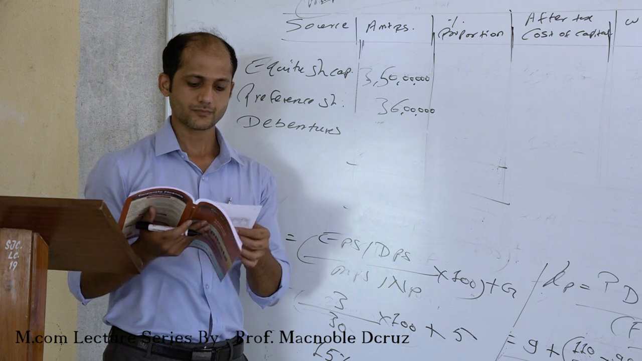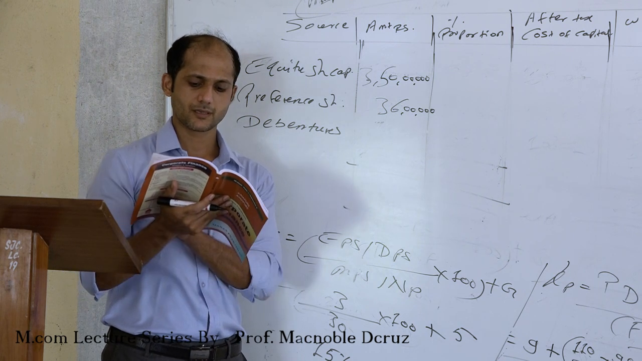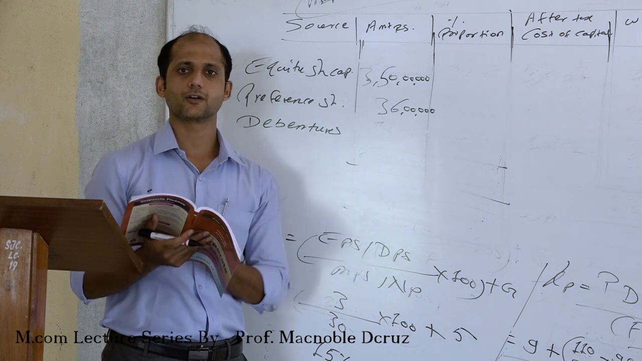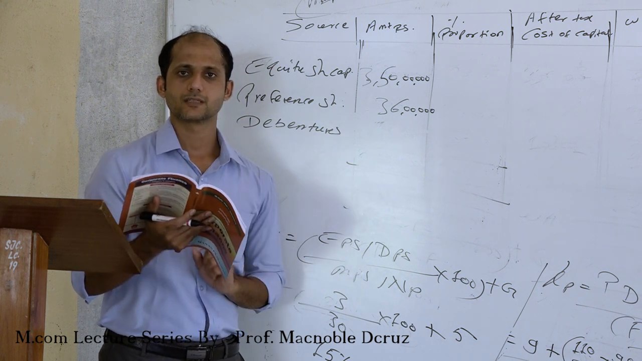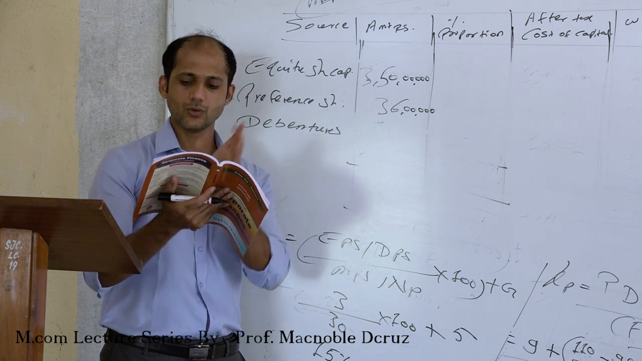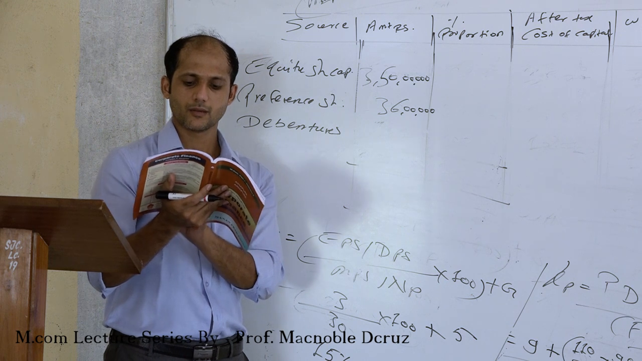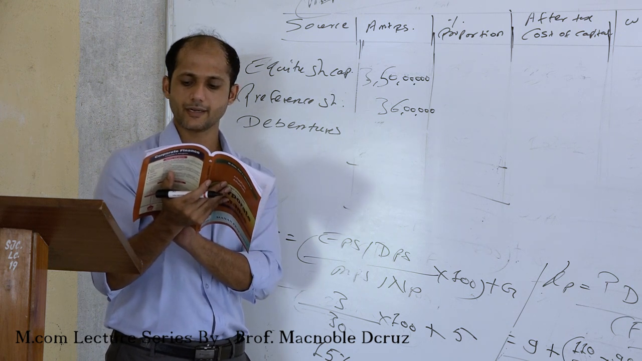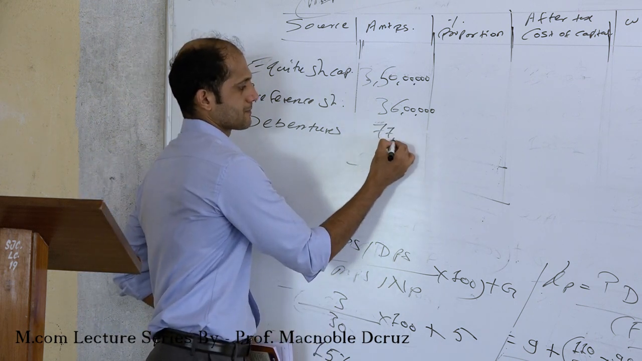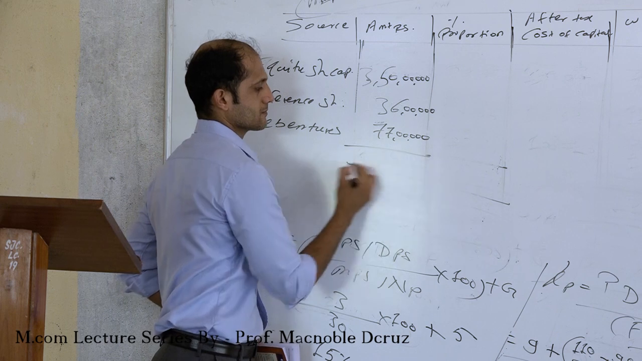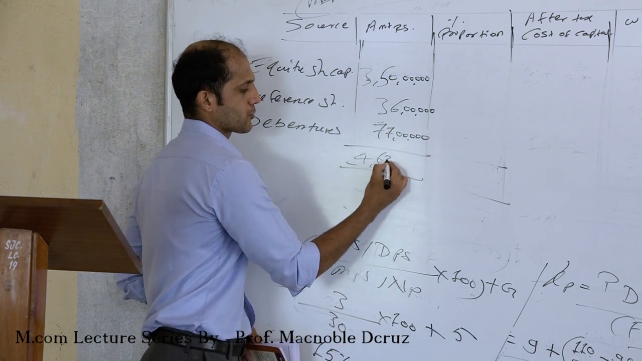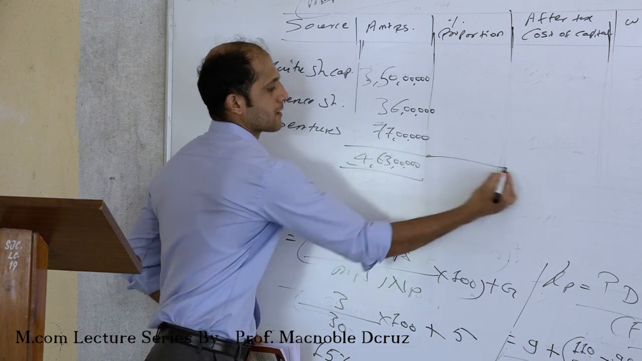Debentures. What about debentures? Debenture value is 70 lakhs, 100 rupees each face value, means 70,000 debentures. 70,000 into the market price, that is 110 rupees, we will get the value. Now, okay.